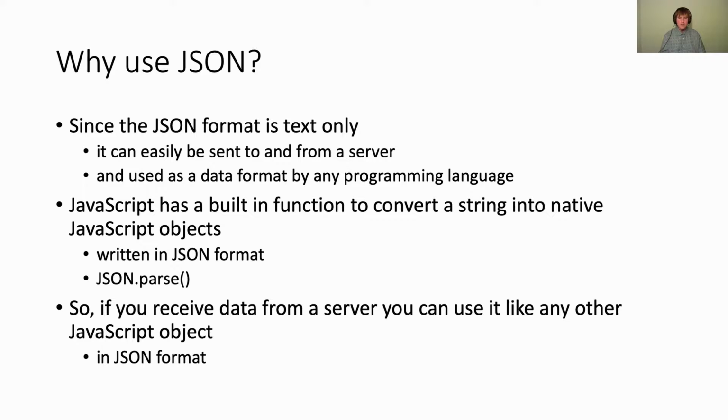JavaScript has a built-in function to convert a string, which is text, into native JavaScript objects written in JSON format. So I call JSON.parse. It's going to take a string and turn it into a JavaScript object. If I receive data from a server, you can use it like any other JavaScript object in JSON format. So I'm receiving data. Once I receive data from a server, it's going to be in JSON. So it's text, and it's in a special format. Once I call JSON parse, it's going to load it into a JavaScript object, and then I can use the dot notation and use it just like any other variable.